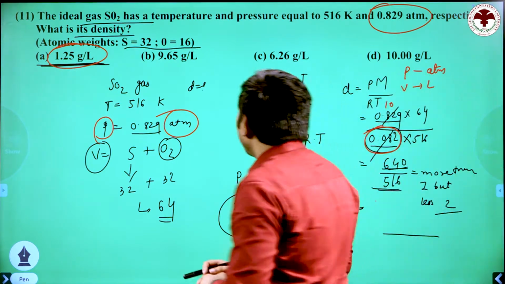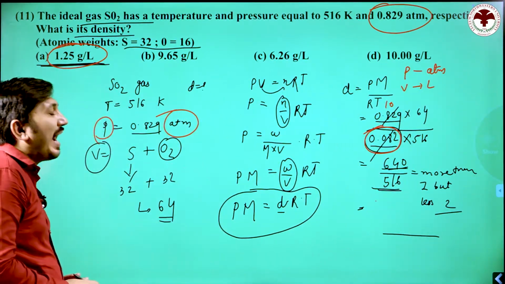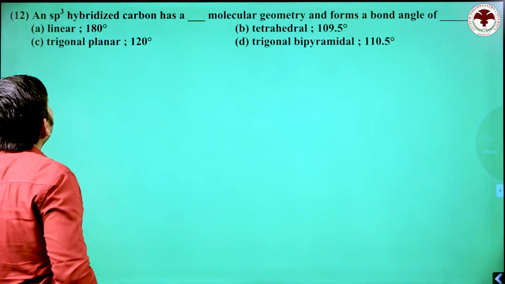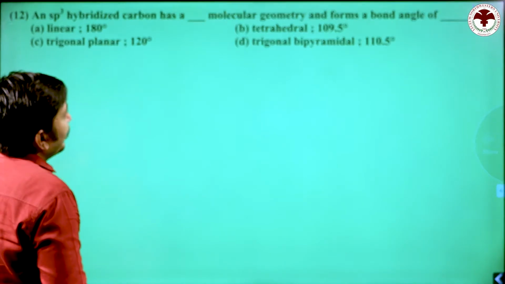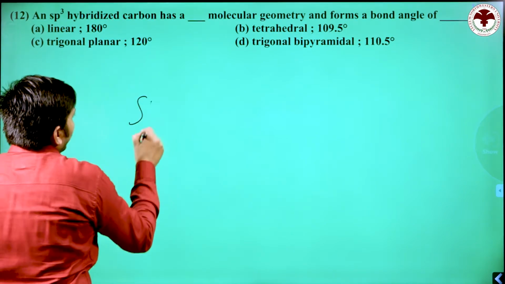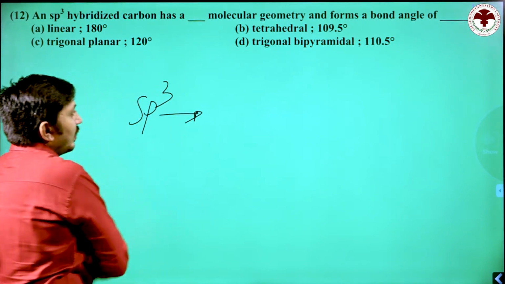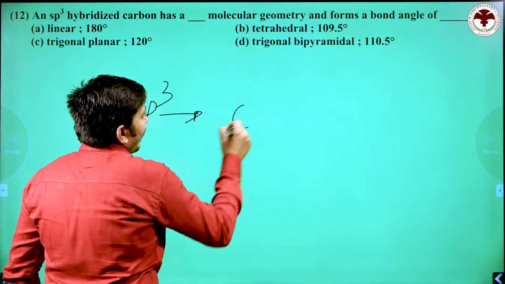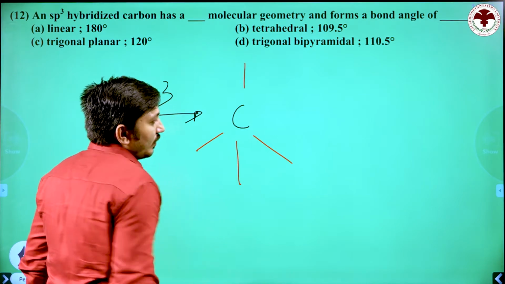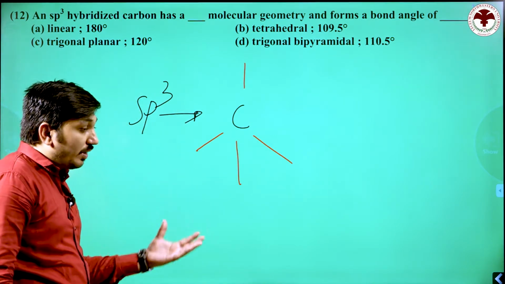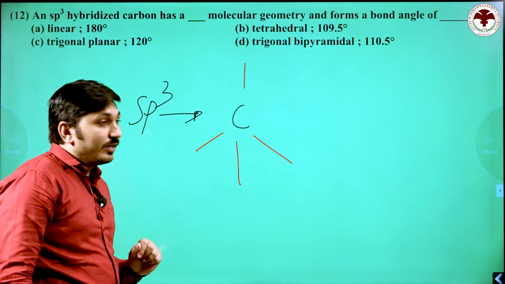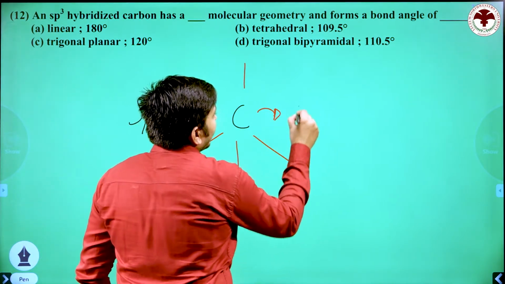Okay, so this is a very good question based upon the ideal gas equation, PV = nRT. Now the next one: for an sp3 hybrid carbon atom, what is the molecular geometry and the bond angle? It is simple, beta. sp3 means that the carbon is bonded with 4 different atoms, and these 4 bonds acquire minimum repulsion in this geometry. This geometry is also known as tetrahedral geometry.